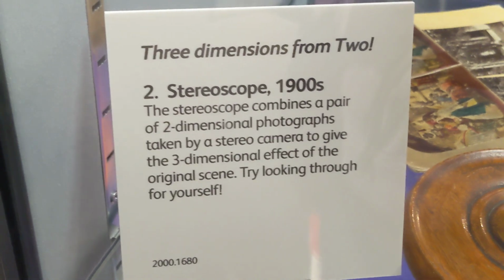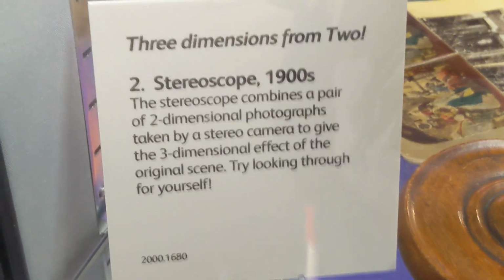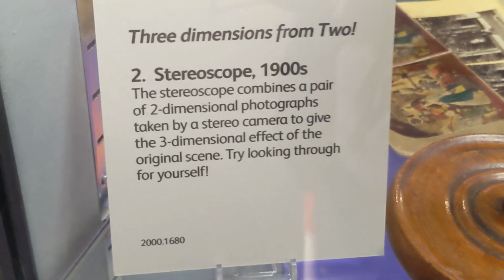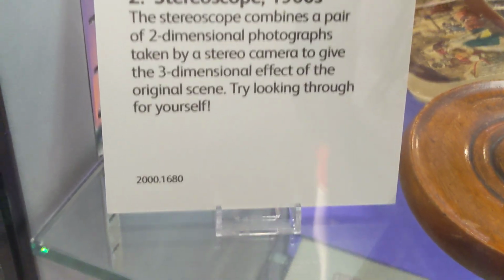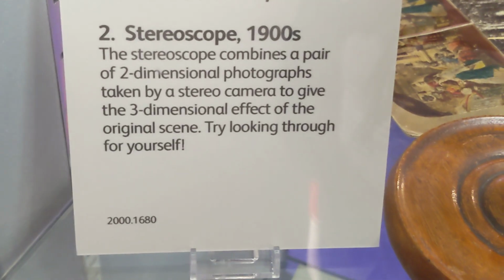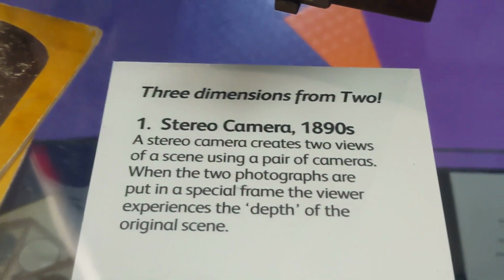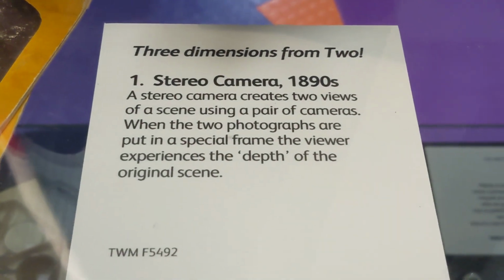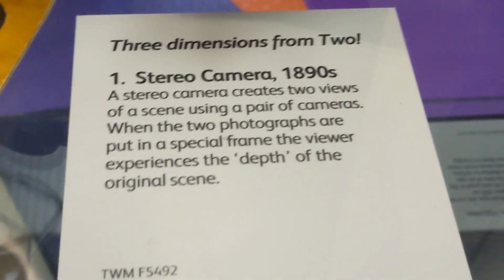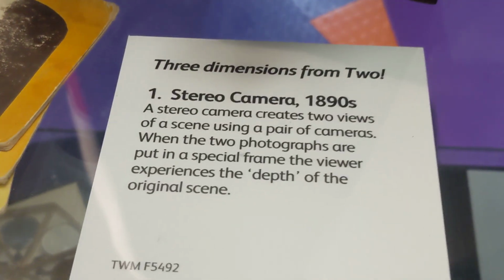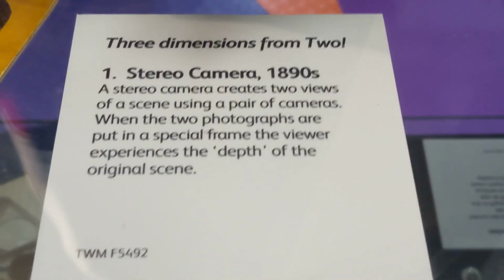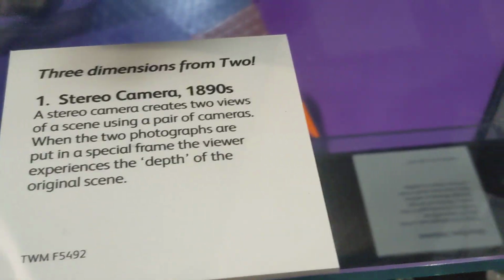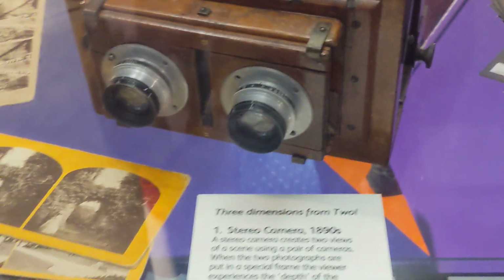The stereoscope. The stereoscope combines the power of two-dimensional photographs taken by a stereo camera to give the three-dimensional effect of the original scene. Try looking through for yourself. A stereo camera creates two views of a scene using a pair of cameras. When the two photographs are put in a special frame, the viewer experiences the depth of the original scene.